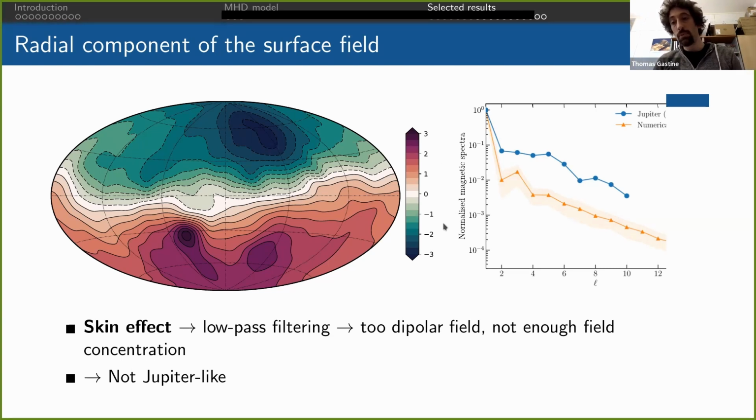If we put that into a spectrum of the surface field, you see that in orange, this is the numerical model, time averaged. And in blue, this is the Jovian magnetic field taken from an older Connerney model. You see that basically the ratio of the quadrupole to dipole or octupole to dipole is way too small in the numerics as compared to the actual models coming from the observations. That means that the field that is produced here is not very Jupiter-like.